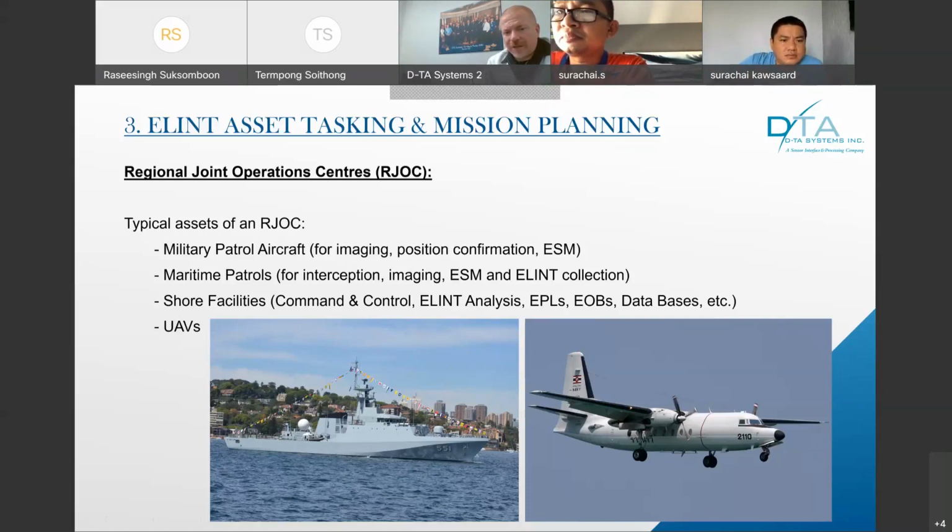Shore facilities for command and control, ELINT analysis, and areas for developing your EPLs or ELINT parameter lists, your EOBs, your databases, etc. And of course, now getting into more modern cyber and whatnot, getting very active as well. You're starting to see more systems on board UAVs. We have, in fact, developed an ELINT collection capability on board a UAV that we're working on right now, a side project.